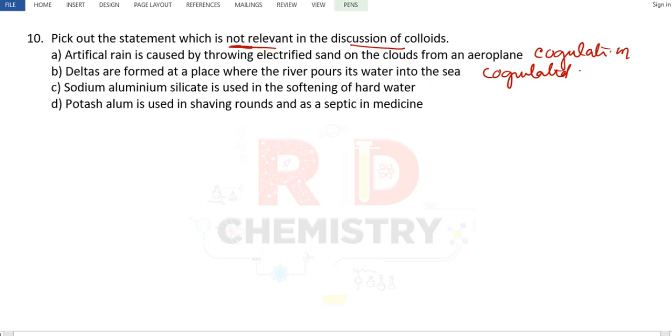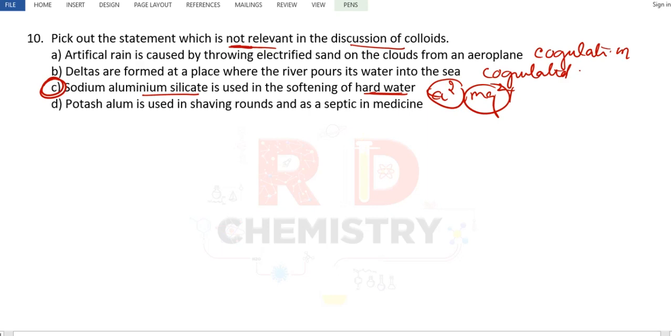Sodium aluminum silicate is used in the softening of hard water. Hard water contains calcium ions and magnesium ions. These ions should be removed. How to remove? One of the methods is the zeolite method. So we make use of the aluminum silicate. So here they are removed, trapped in the zeolites. So therefore it is not the coagulation process. Okay. C should be the answer.